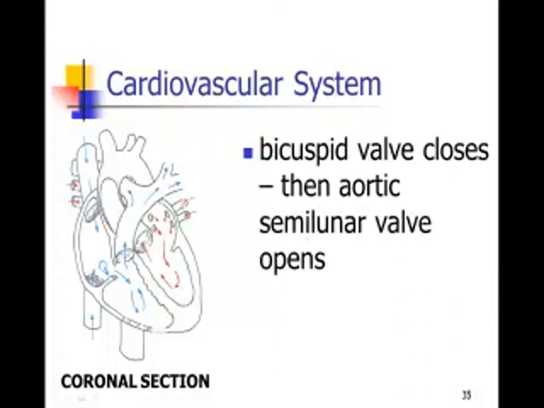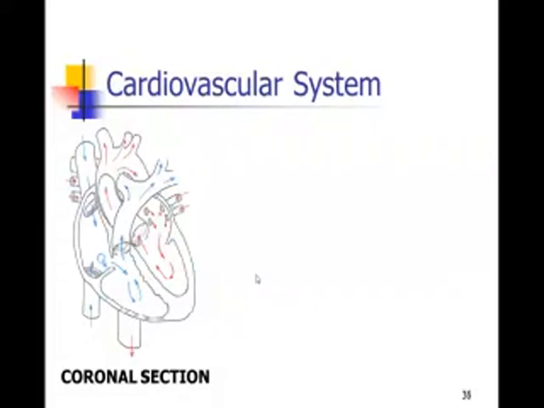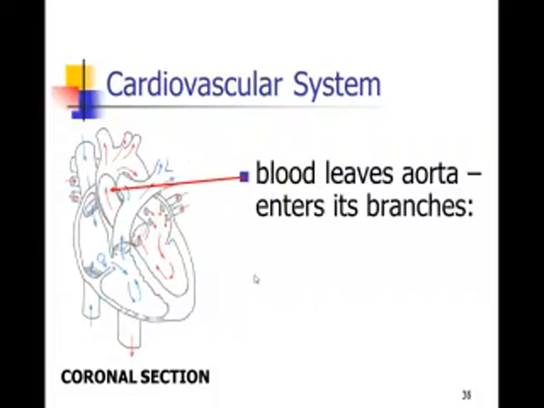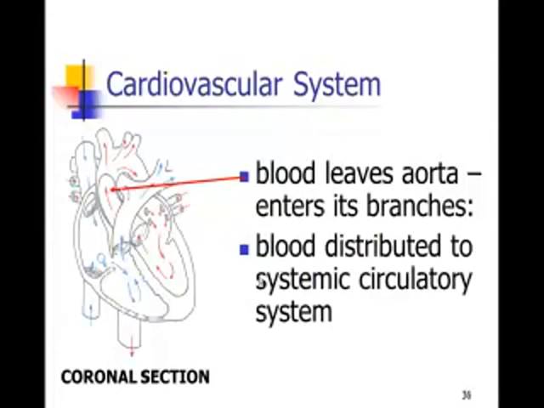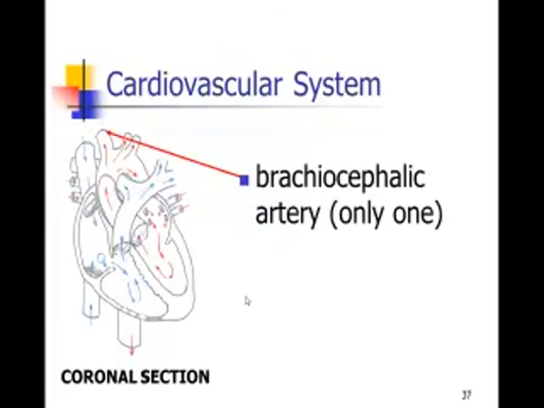This would be where the aortic semilunar valve would be. Okay, and then the blood goes into the aorta. And again, notice red arrows indicating oxygen-rich blood. So blood is going to go out into the branches of the aorta, it's going to get distributed into the systemic circulatory system. So the third branch of the aorta is the brachiocephalic artery, and there's only one of those. There's not a right nor a left, just one.